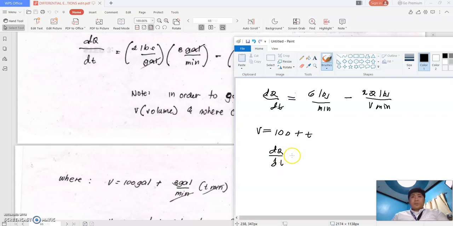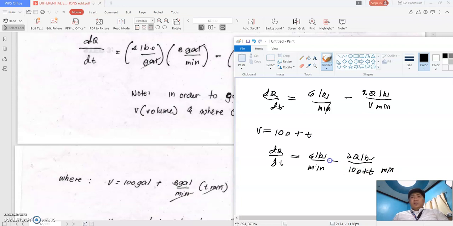Equals 6 pounds per minute minus 2Q pounds over, the volume is 100 plus t, 100 plus t minute.